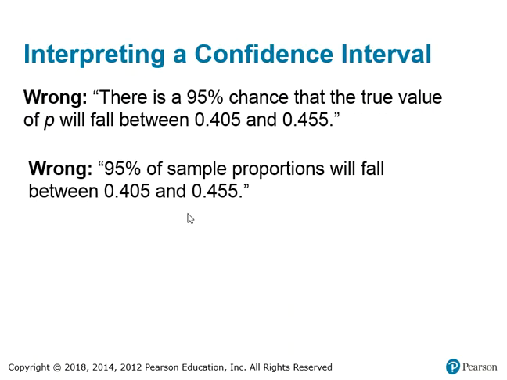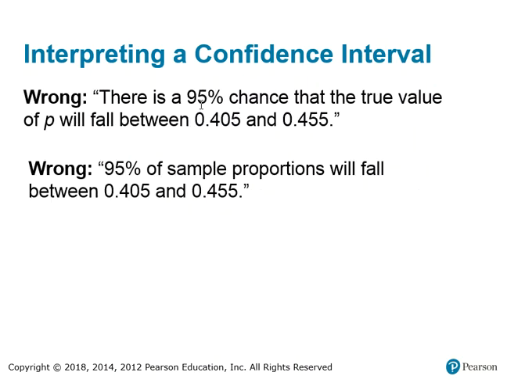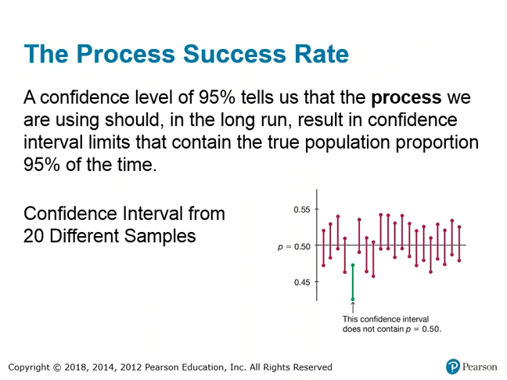When we report our findings, we have to be careful in the way that we say it. So I have just some interval here between 0.405 and 0.455. It doesn't matter what it means. When you state what you're learning about, we state things like we are 95% confident that the interval from blah, blah, blah actually does contain the true value of the population proportion. We do not say things like there's a 95% chance that it will fall between there, or that 95% of the proportions will fall between there. We are 95% confident. And here's a visual talking about that.